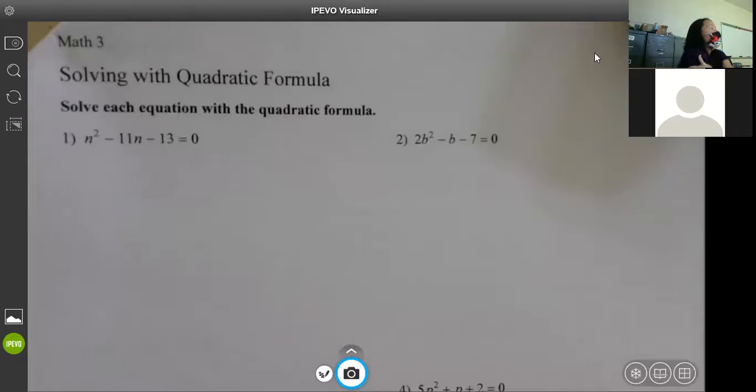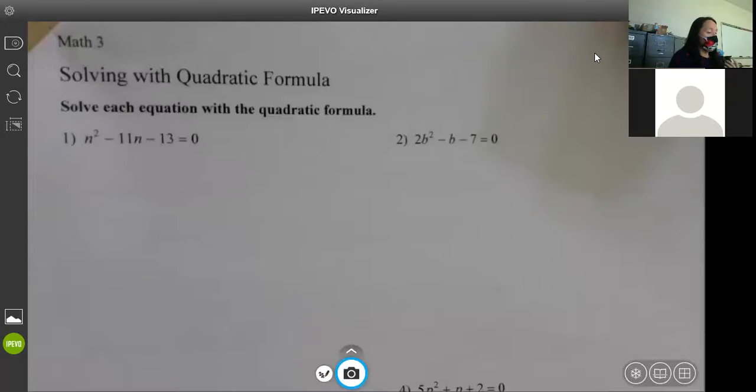If you come up with a whole number or a nice fraction, you guys will see what I'm talking about, then you could have factored it, okay? If you come up with something with a square root left, then you know that it wasn't factorable. So that is your goal, is to only do quadratic formula when you cannot factor.